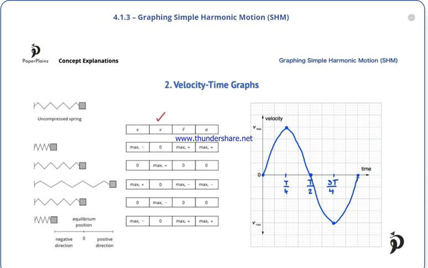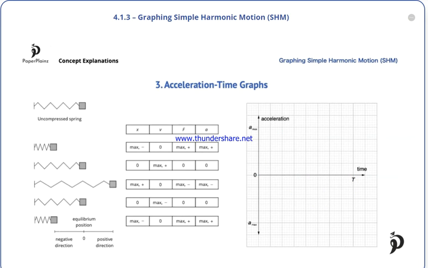Now, let's move on to the acceleration time graph. Based on our experience with the previous two graphs, we can now quickly plot the acceleration time graph using the final column of our table. At t equals 0, acceleration is at its maximum positive value. At t over 4, it is 0. At t over 2, it is at its maximum negative value. At 3t over 4, it is 0 again. And at t, it is back at its maximum positive value. Connecting the points, we get this graph.